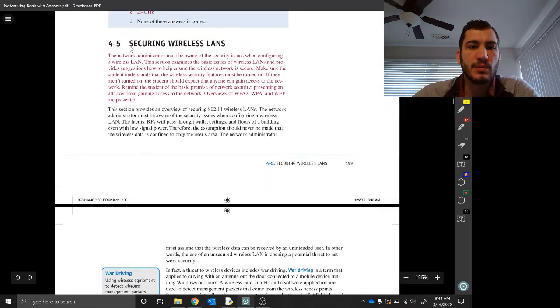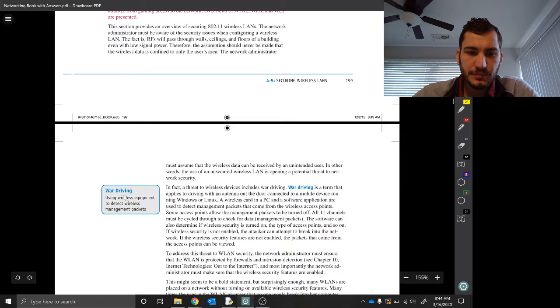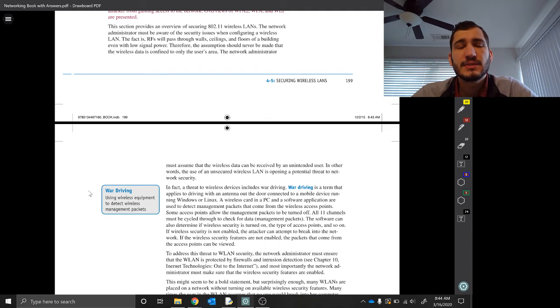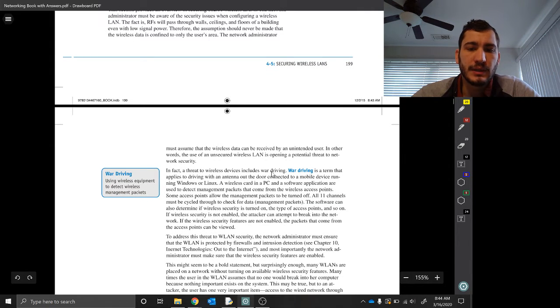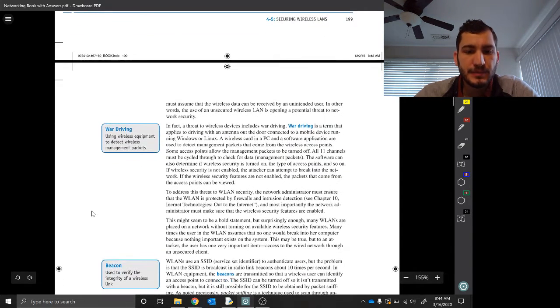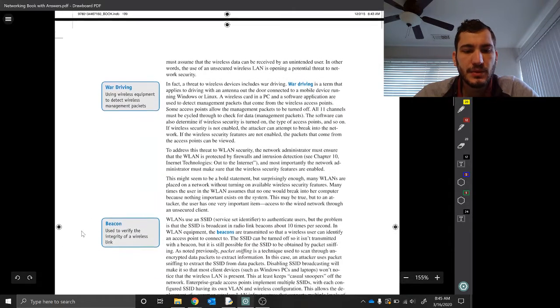So this is talking about securing wireless LANs. And one of the big things that happen is called war driving, and that is where people drive around until they know of a network, and they'll sit outside the house and try to break in. It's an antenna out the door connected to a computer, just trying to find the easy access. So it's important that when we set up our network, we change the default passwords, we implement wireless encryption, and we do all of these things because war driving is something that's out there. And one easy thing you can do is turn off the beacon.